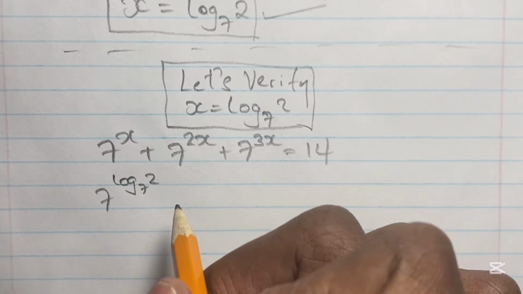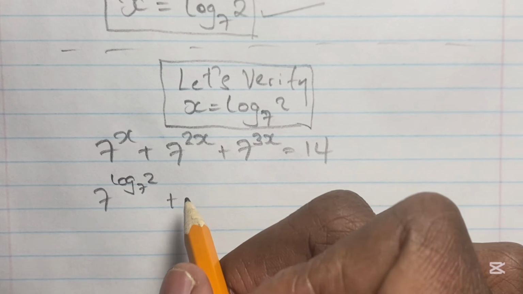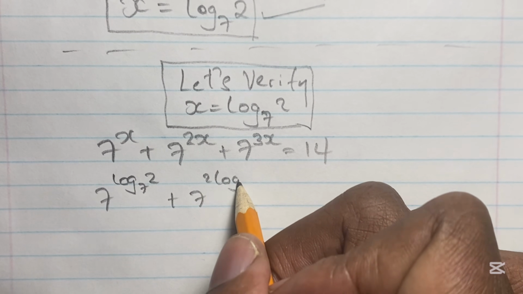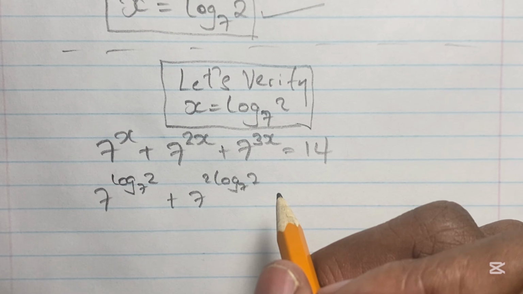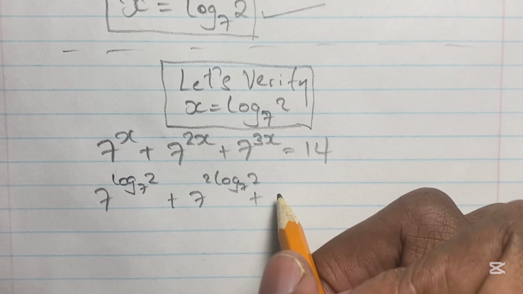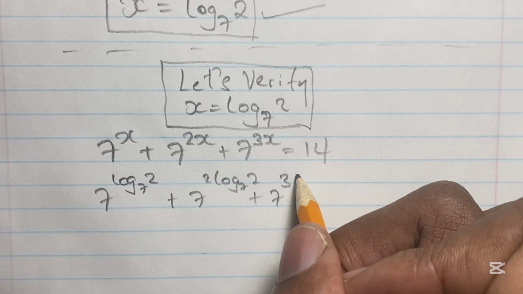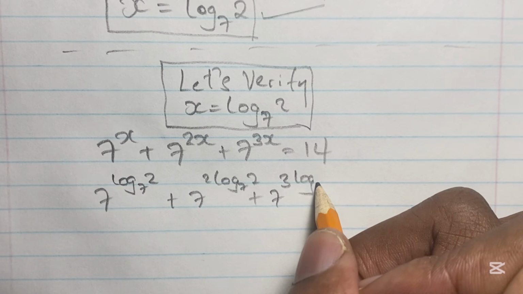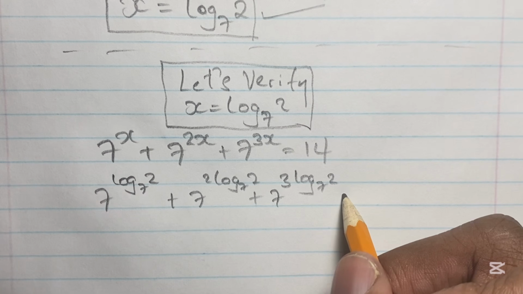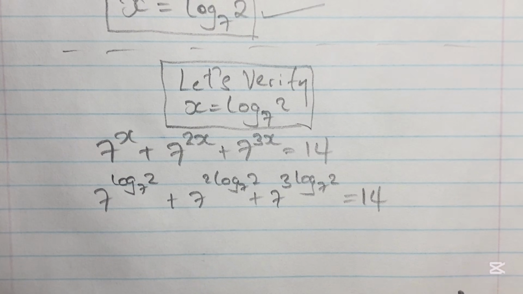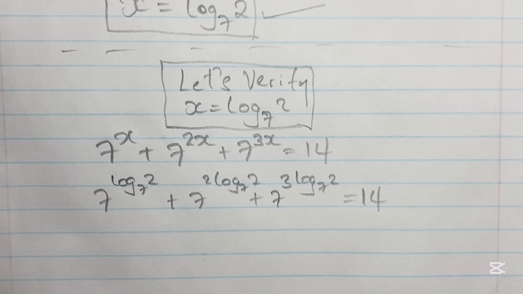So we'd have 7 to the power of log base 7 of 2, and then from there we continue by saying plus 7 to the power of 2 times log base 7 of 2. And from here we continue again by saying plus 7 to the power of 3 times log base 7 of 2. And this should evaluate to 14.